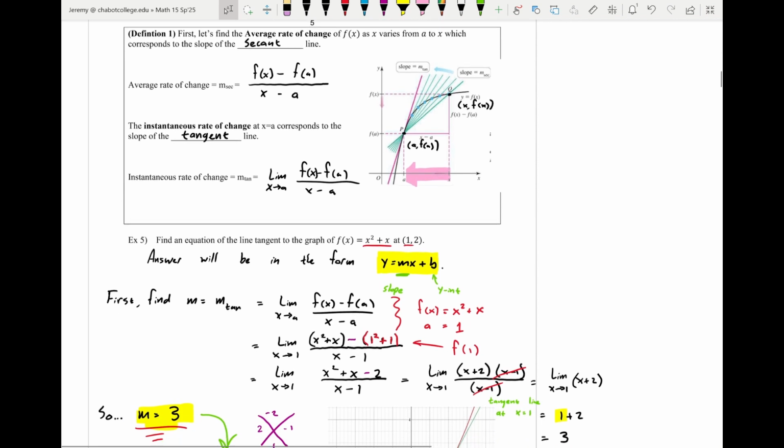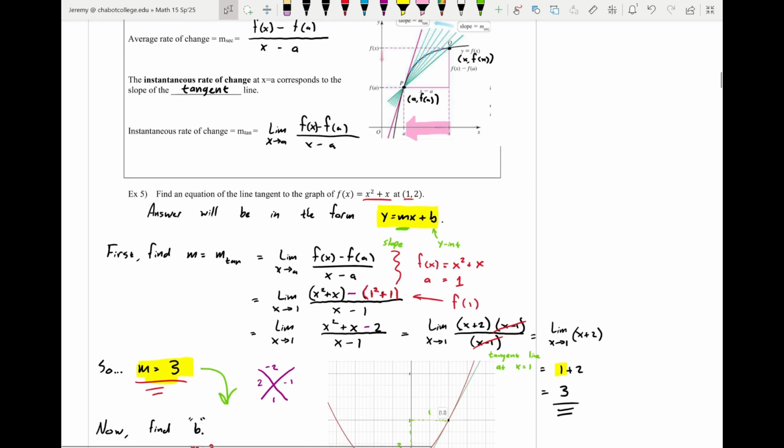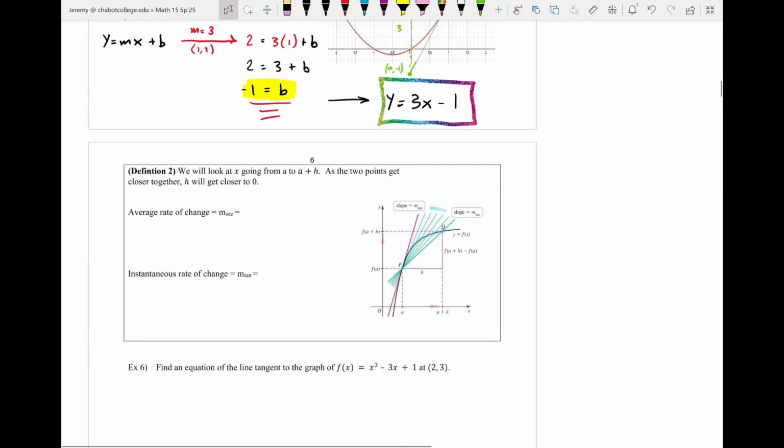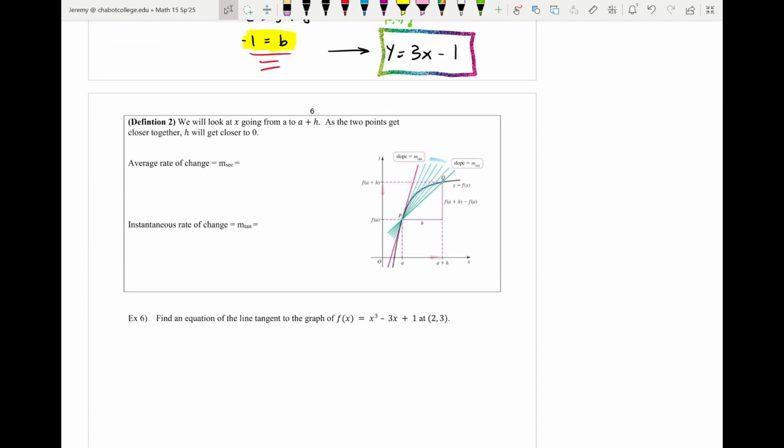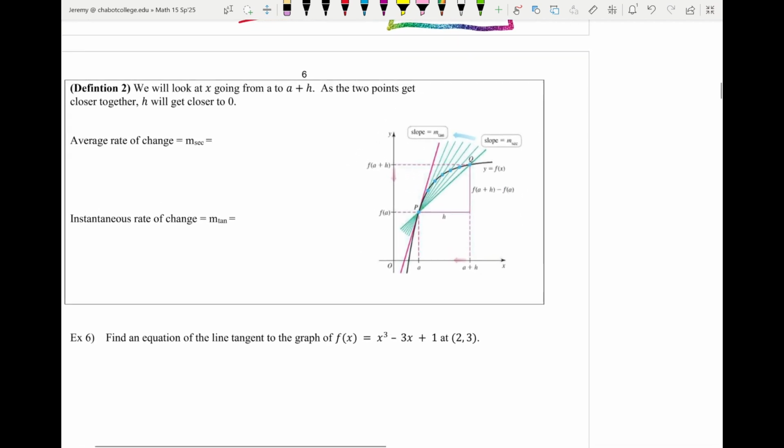given a function f and some particular x value a, there's another definition, which actually is going to be the one we use more frequently. Let's have a look at this definition. We will look at x going from a to a plus h. As the 2 points get closer together, h will get closer to 0. Okay, so this should feel a lot more similar to that example we were doing with the rock being thrown upwards on Mars. The width of this interval here is h.